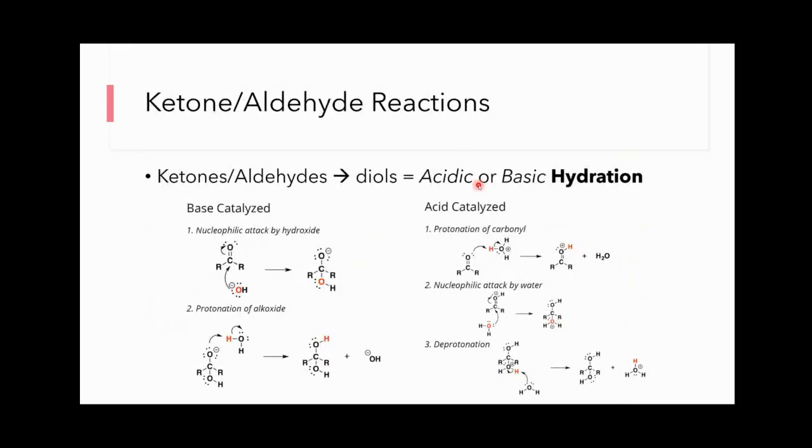All right, with that out of the way, we can talk about how you make diols. Diols are just a carbon with two alcohols on the same carbon. You can do acid or base catalyzed. They all form the same product. It's just a different mechanism. Basically, it will turn this carbonyl into two alcohols, through nucleophilic attacks on the double bonded carbon.